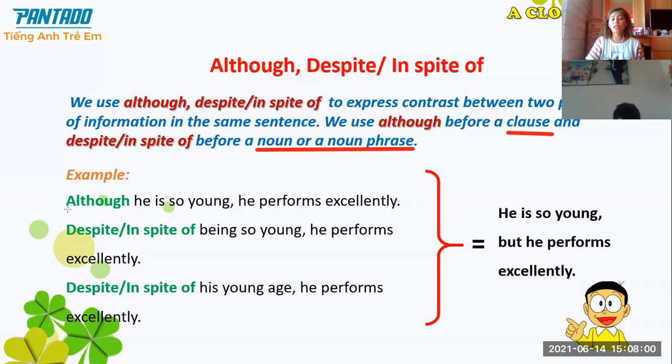Although he is so young, he performs excellently. Let us try to understand this. Although, in other terms, even if he is young, he performs excellently. So there is a contrast. Very young, but performs excellently. Did you understand, teacher? Did you get my point? Yes. Very good. We use although before a clause. This is the clause.